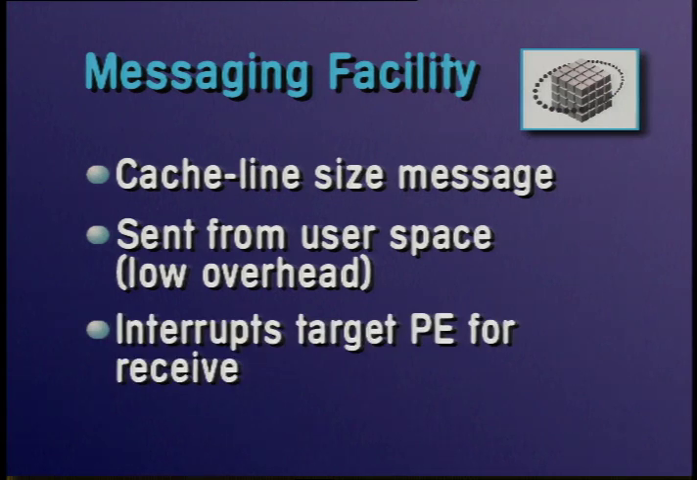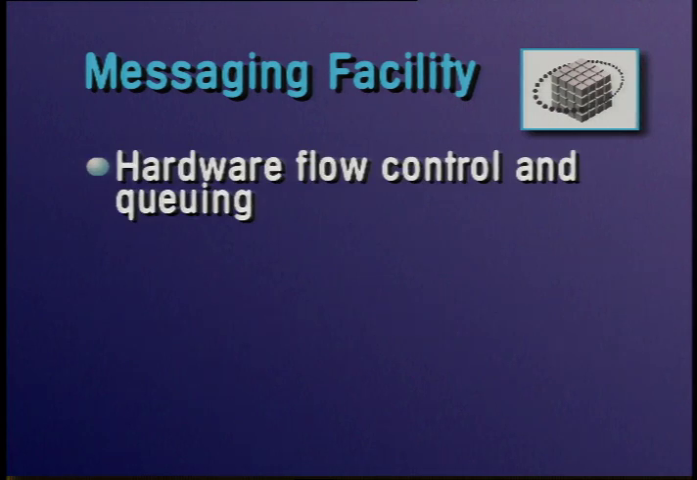The message data is stored in a hardware-managed message queue in the local memory of the target PE, and that PE is interrupted. Hardware automatically allocates space from the sender's message queue in case the destination queue is full and the message rejected. Rejected messages land in the sender's queue and interrupt the sending processor for a retry.